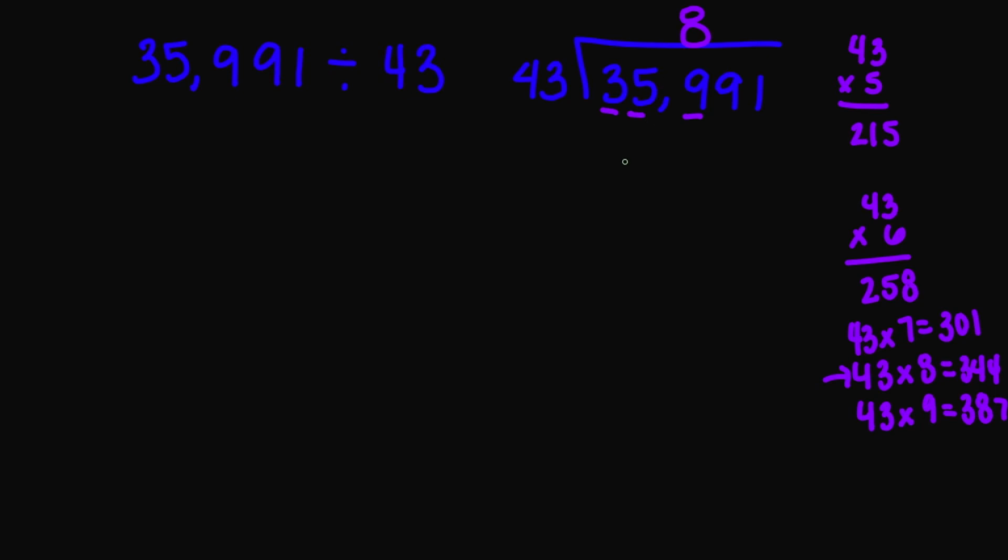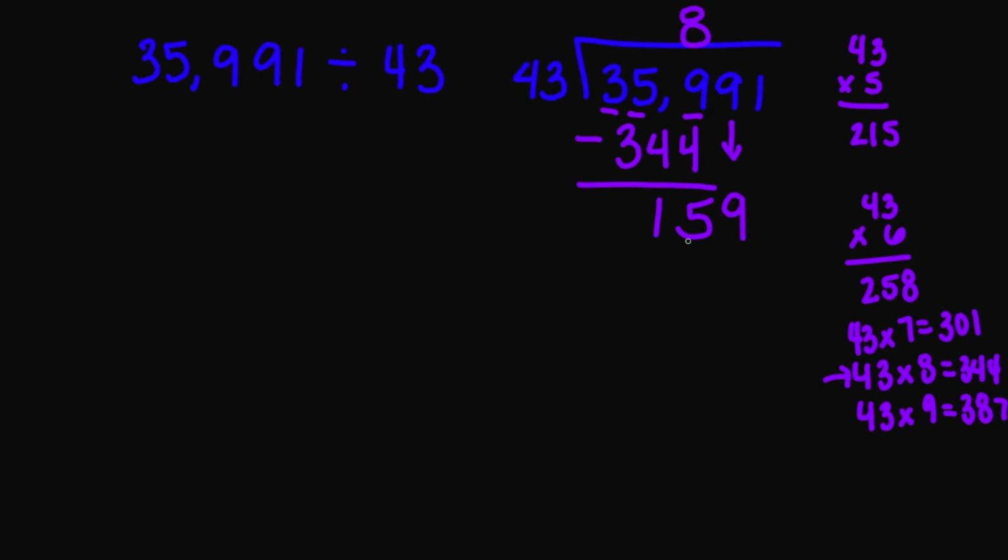43 times 8 is going to be 344. And remember, now we're going to subtract. So 9 minus 4 is 5, and then 5 minus 4 is 1. Now I'm going to bring down.